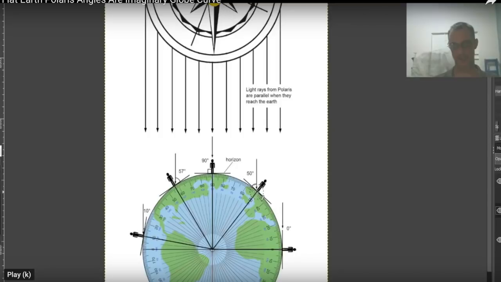You are essentially standing on top of a radius line, and level is perpendicular to that radius line. So, for example, at 50 degrees latitude, the observer observes Polaris at 50 degrees above their eye level horizon. Okay, once again, he tries to sneak in eye level horizon. That is not an eye level horizon. It is 50 degrees above the horizon, full stop.